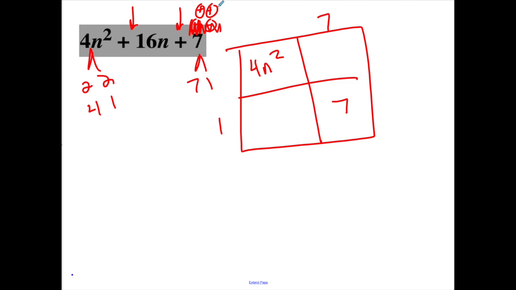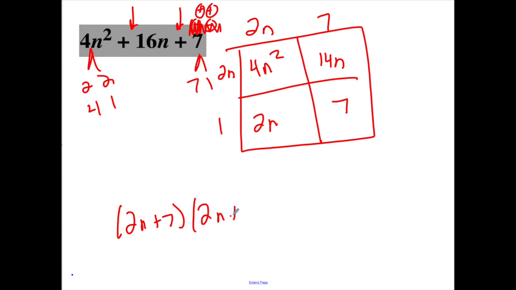So how do we combine these? That's the trick. Well, I know I couldn't do 4 and 7 because that would be 28. But I could do 2 and 7. So I'm going to do 2n and 2n. So I get 2n times 1, and this is 14n because it's 2n times 7. So I have 2n plus 7, 2n plus 1. Okay? And so that takes me to the end of that.